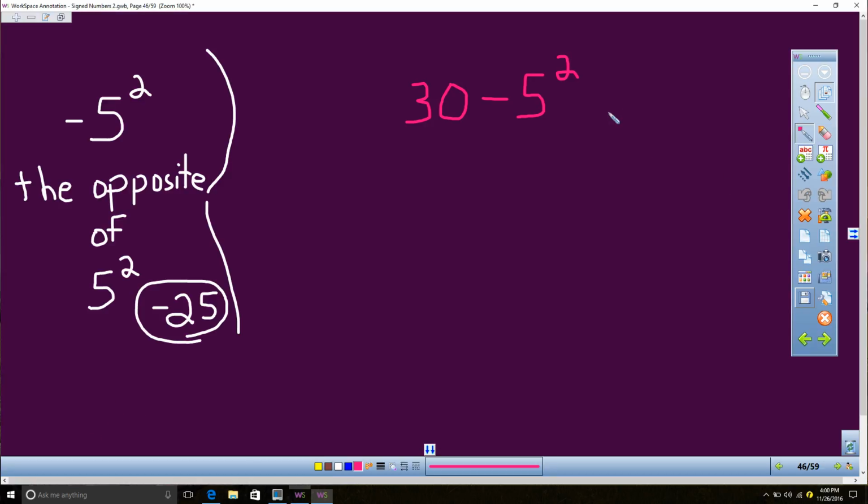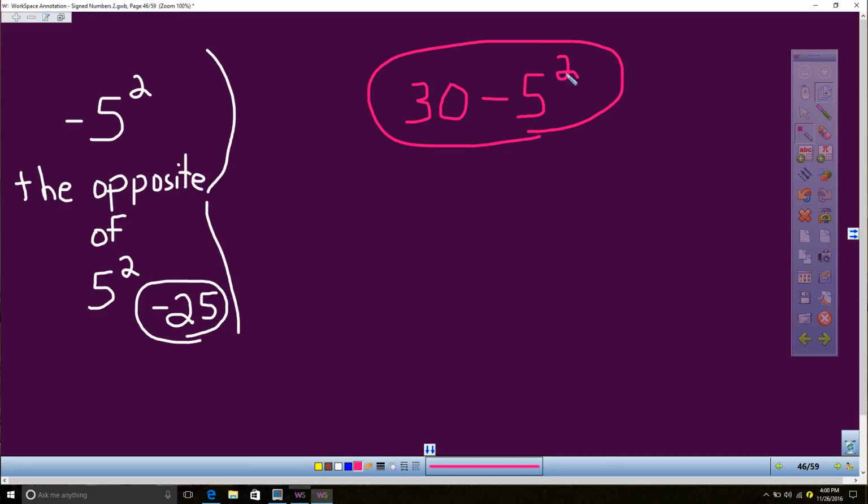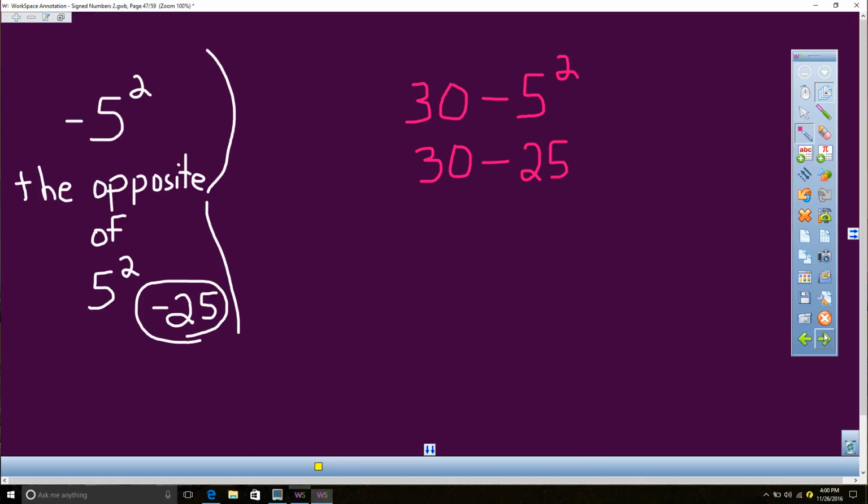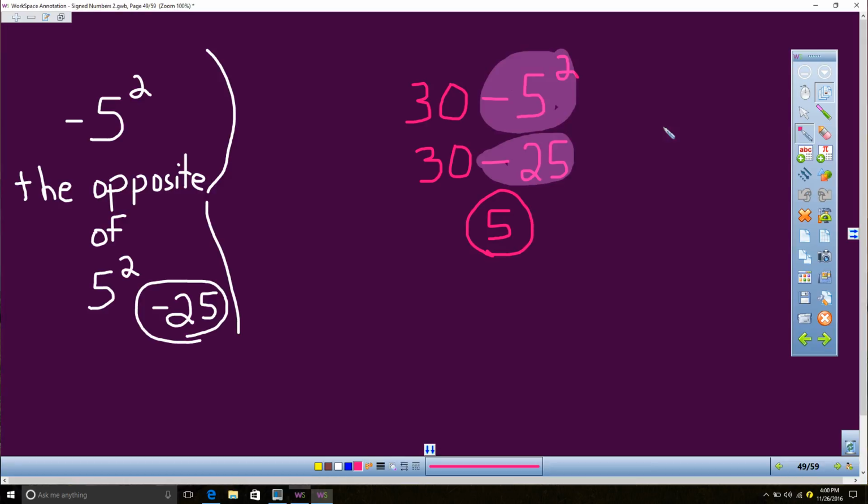Now, another way to see this is, remember when you were doing the order of operations, before we even talked about negative numbers, if I gave you a problem like this, you would look and you would say, oh, there's subtraction and there's an exponent. And so you would say, oh, I need to do the exponent first, so you would bring down the 30 minus, and then instead of bringing down the 5 squared, you would bring down the 25, and then you would subtract. So notice that even here, this shows that the opposite of 5 squared is negative 25.